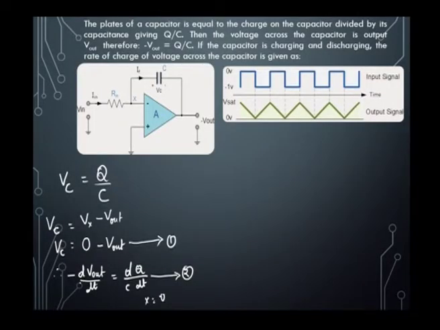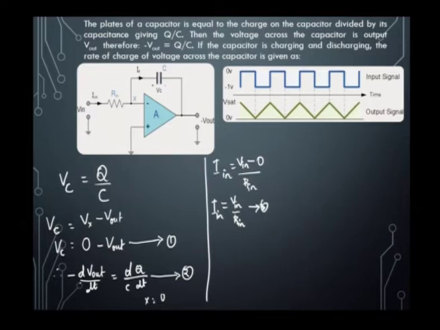The input current I in flowing through the input resistance R in will be given by I in is equal to V in minus 0 divided by R in, that is equal to V in divided by R in. The current flowing through the feedback capacitor C, that is IF, will be given by IF is equal to C into d V out divided by dt. Assuming the impedance is infinite, there will be no current flow through the op amp.